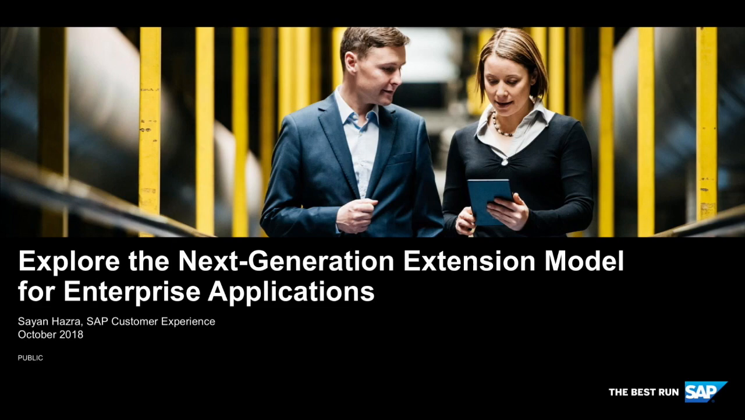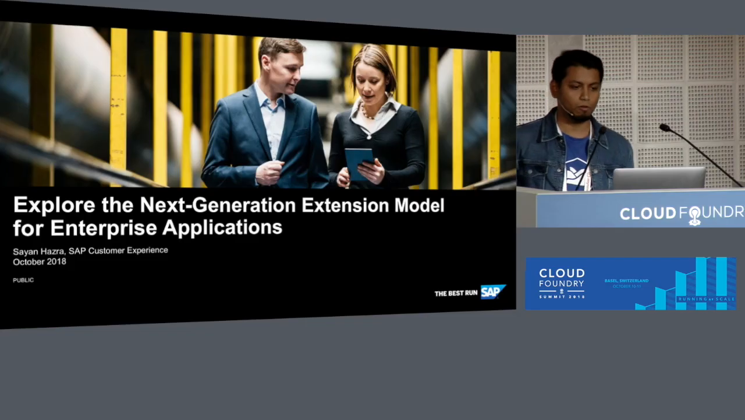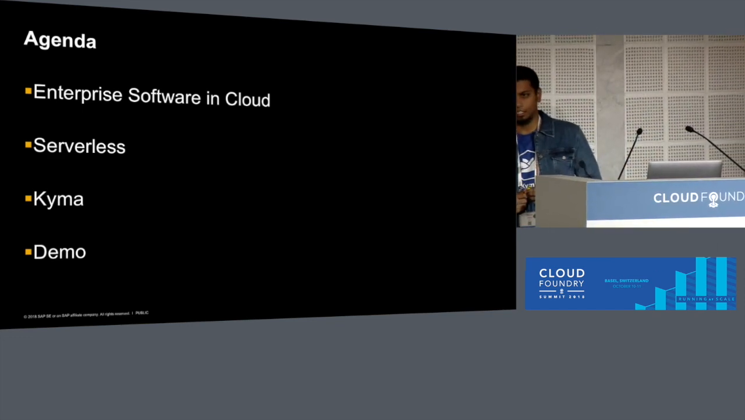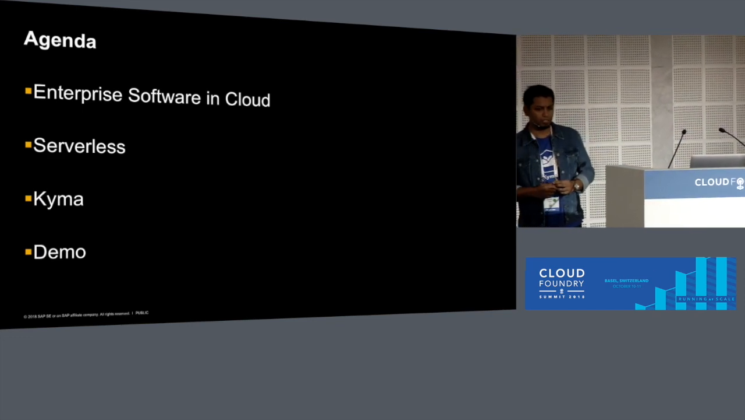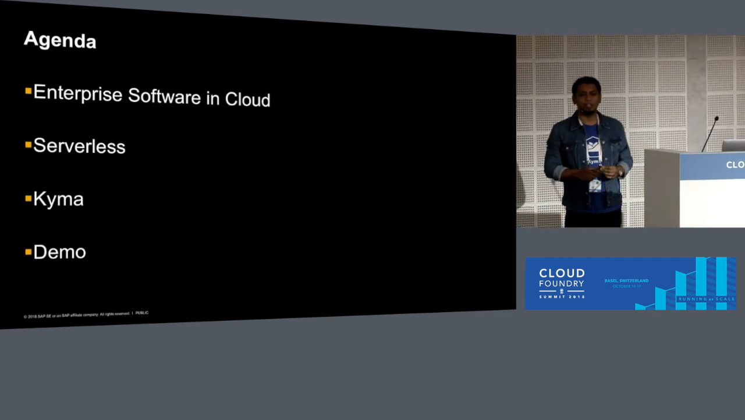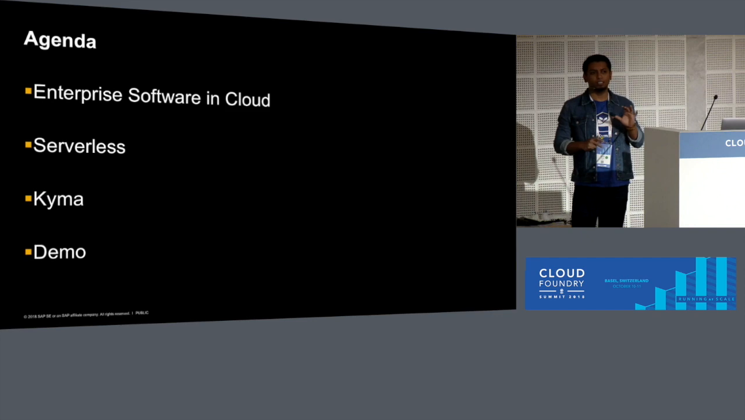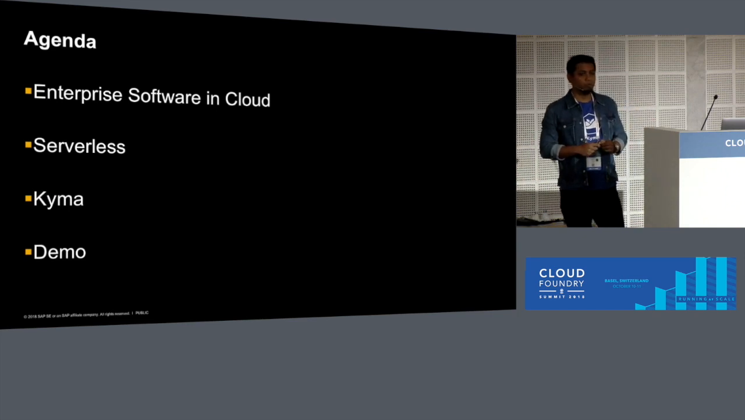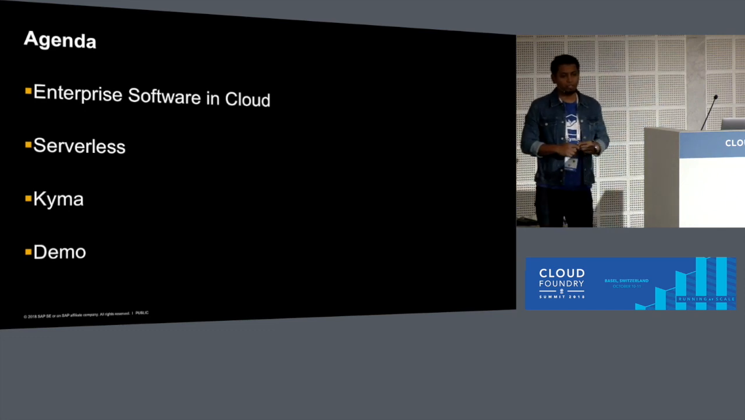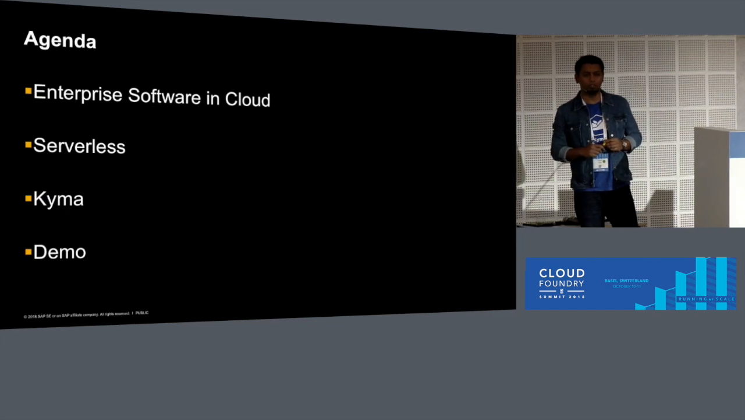Today, I'll talk about a next generation extension model for enterprise applications. What we'll look at is that everything is moving into the cloud, and enterprise software is no exception. It comes with a lot of problems when enterprise software is tuned to a customer's needs and it writes all sorts of extensions and deploys to the cloud. We'll talk about how we solve that using serverless. I will introduce you to a new software called Kyma, which is open source, followed by a demo.